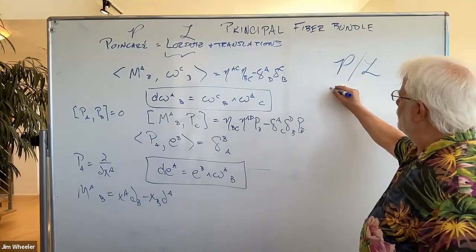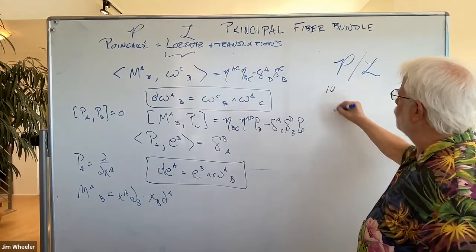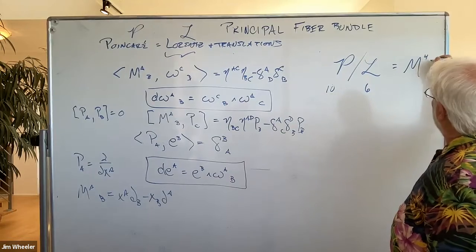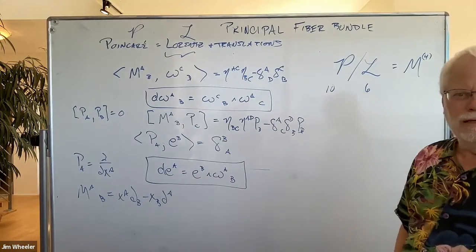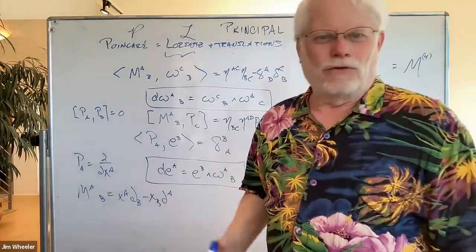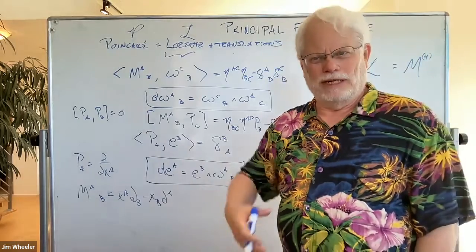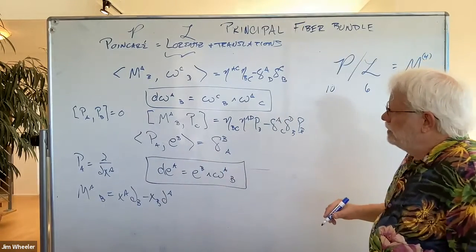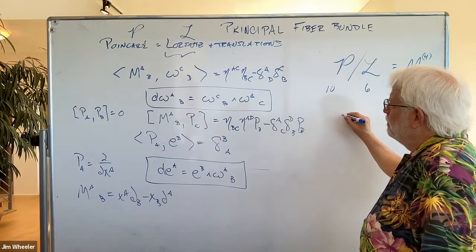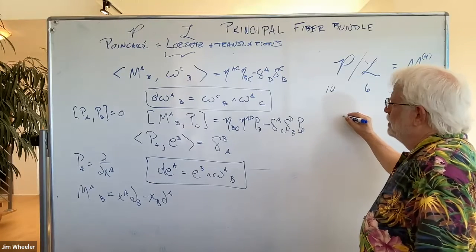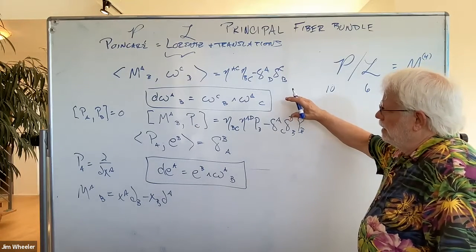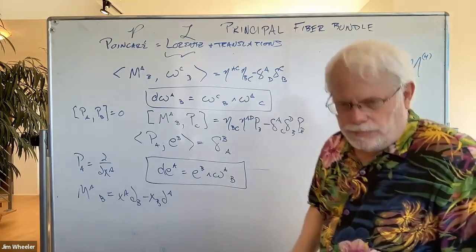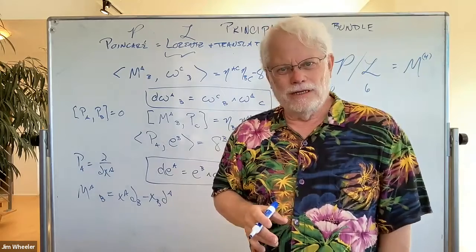Okay, Poincare, we have 6 Lorentz transformations and 4 translations. Lorentz group has 6. So this is going to give me a 4-dimensional manifold. If I start with the 4-dimensional Poincare group, right? The symmetry of Minkowski space. So then these now describe a fiber bundle on that manifold.